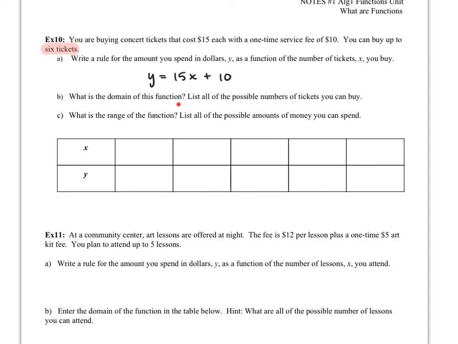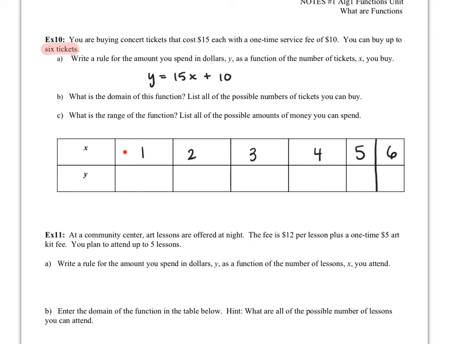What's the domain of this function? We're going to list all of the possible numbers of tickets that we can buy in the table. So it tells me that I can buy up to 6 tickets. I might have left one spot off the table. We can just add it in. So that would mean that my highest number would be 6. I'm actually going to add another column there. 6, 5, 4, 3, 2, 1.